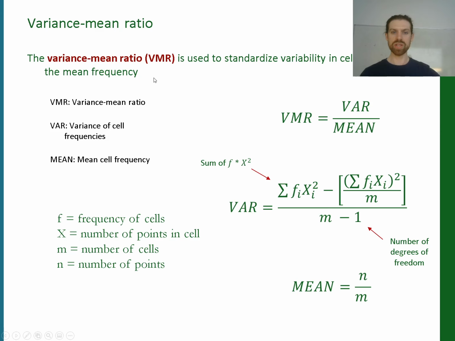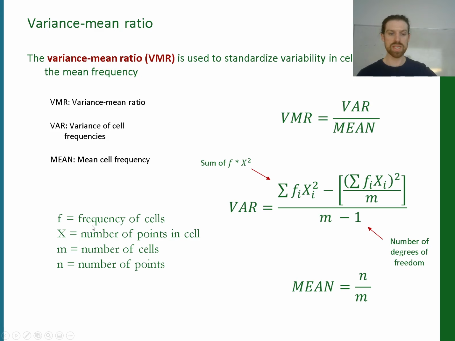So the variance mean ratio, how do we actually calculate that standardized variability metric for all of the cell frequencies? What we need to do is get the variance mean ratio, and to do that we need the variance of the cell frequencies and the mean cell frequencies, okay? So we can see that it's this very simple equation here. We just need the variance of the cells as the numerator, and we need the mean cell frequency as the denominator, and that gives us the variance mean ratio. The only hard part, I think, is just getting this VAR metric here.